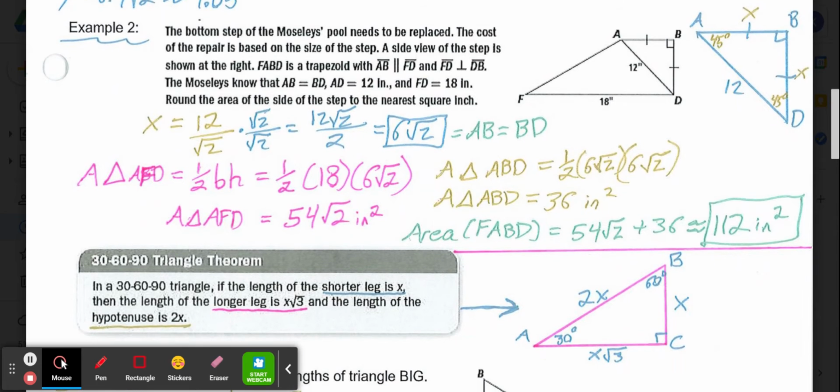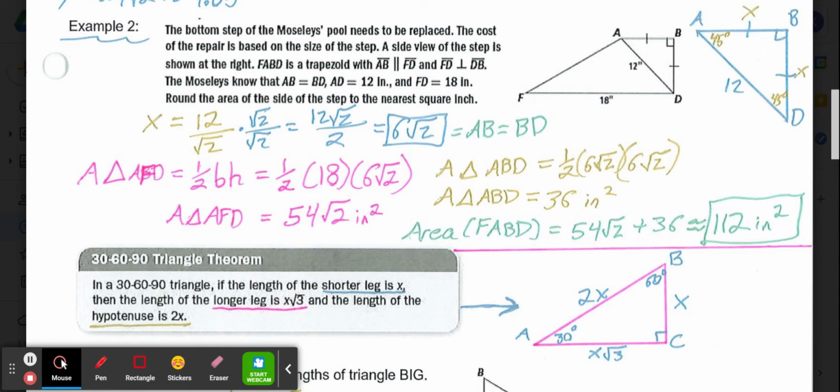Now example 2 is taking this theorem and putting it into a word scenario. It says the bottom step of the Mosleys' pool needs to be replaced. The cost of the repair is based on the size of the step. The side view of the step is shown at the right. FABD is a trapezoid with AB being parallel to FD and FD perpendicular to DB. The Mosleys know that AB equals BD, AD equals 12 inches, and FD equals 18 inches. Round the area of the side of the step to the nearest square inch.